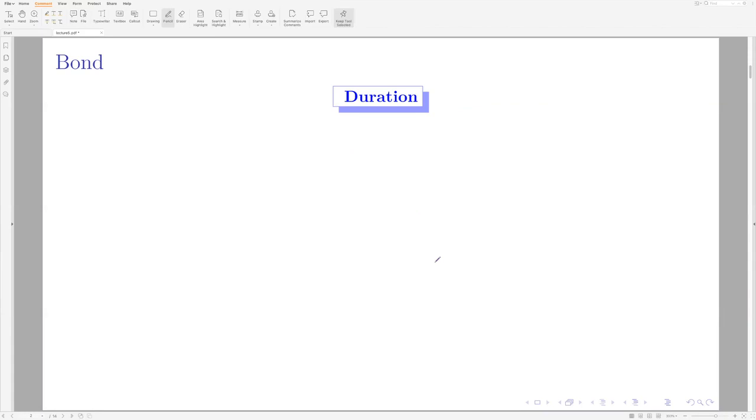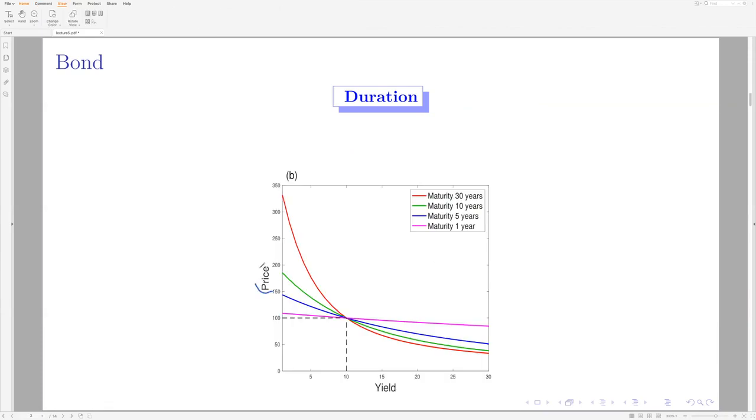Recall that in the last class, we wrote the price as a function of yield. And then we saw that when the duration of the bond is larger, the variation in the price is steeper with respect to the variation in the yield. So this we have seen intuitively from the expression of the price, whereas using the concept called duration, we can see the same result in a more rigorous way. That is what we are going to do in this class.